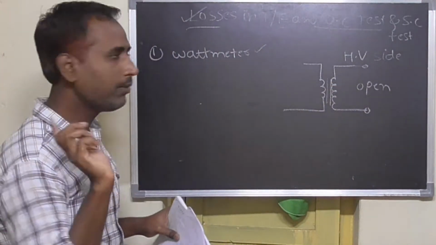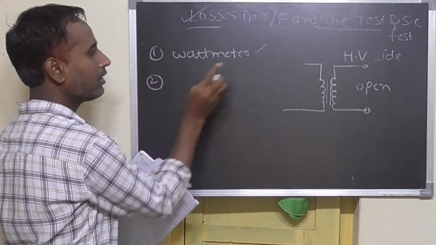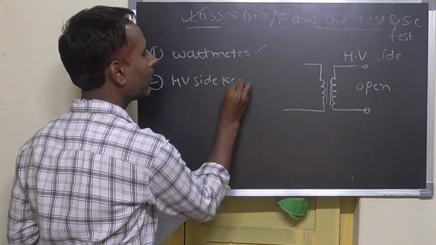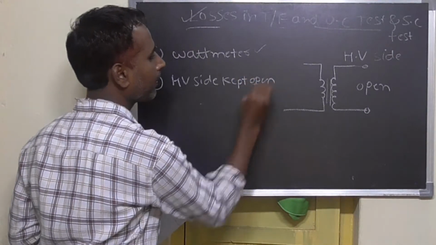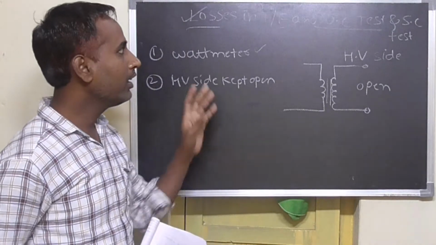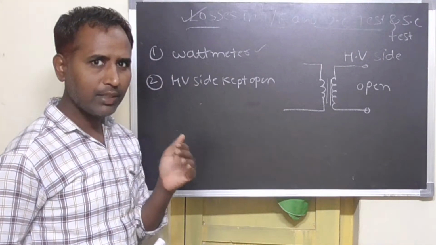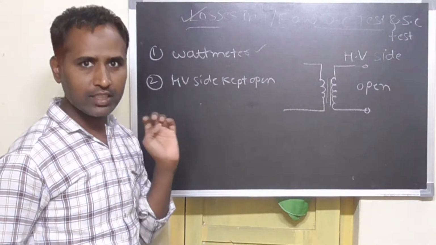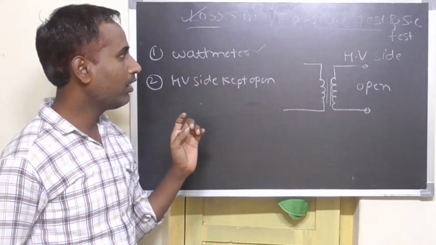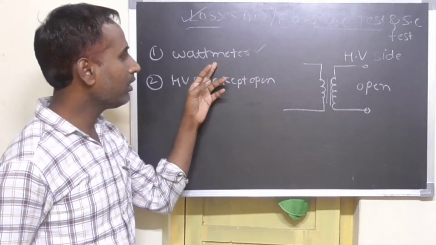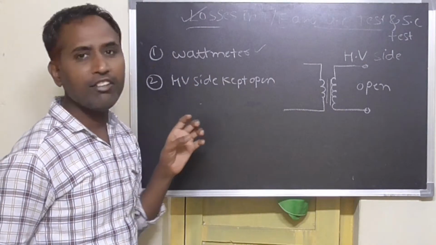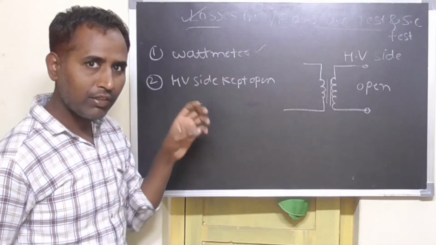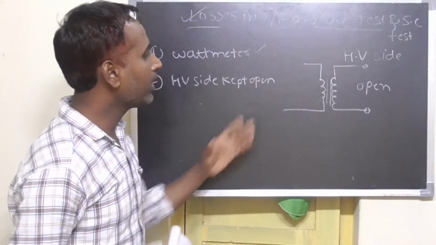This is a very, very important point. The second point is the HV side is kept open. Okay. This is an important point in the open circuit test. In examination, the question will come: where to perform the open circuit test, in the low voltage side or high voltage side? The answer is we are performing the open circuit test on the low voltage side.